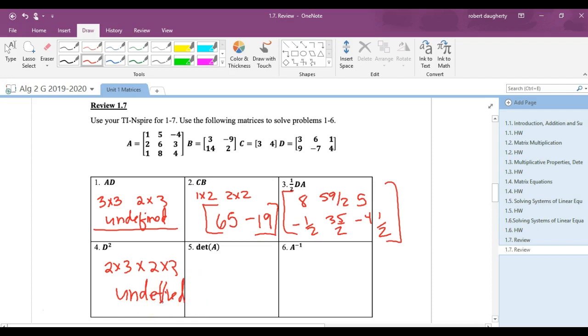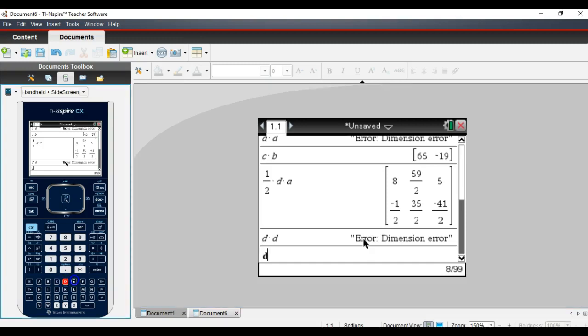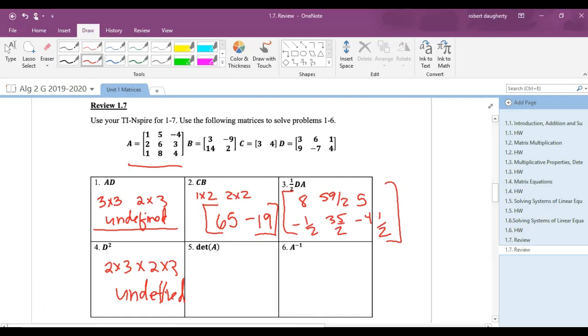Determinant of A. Okay, square matrix, I can take the determinant. So let's do the determinant of A. A couple ways of doing this. I just type in D, E, T, put a parentheses, and then determinant of A. Put an A in there, hit return, and the determinant of A is minus 65. Just write it down and you keep going.